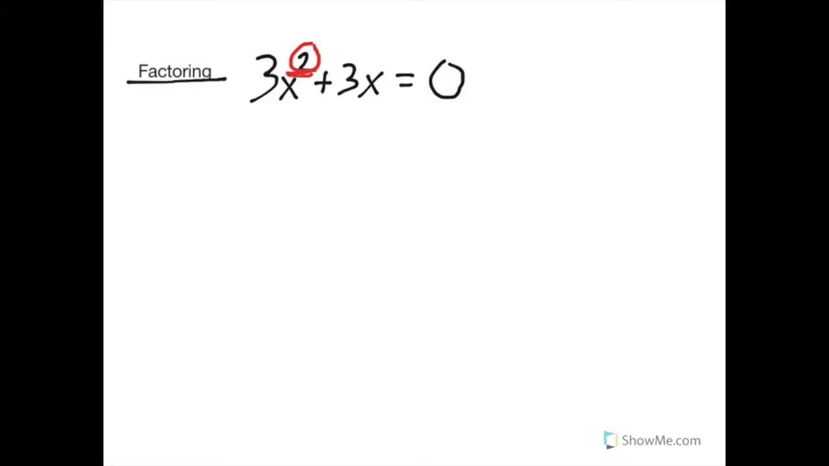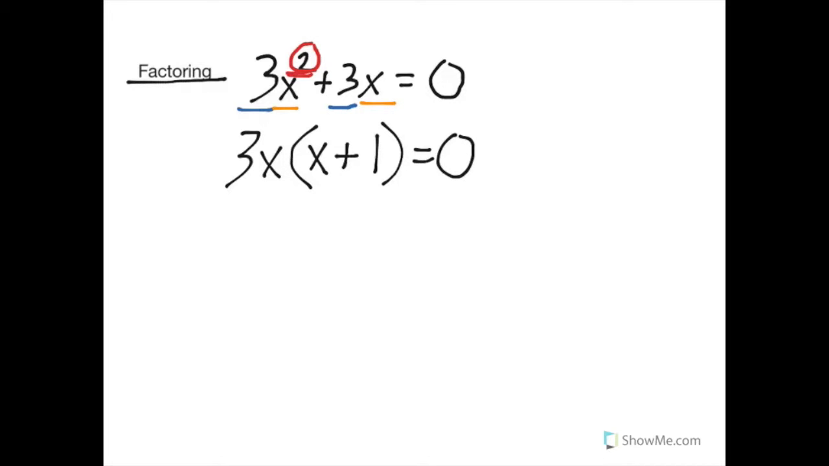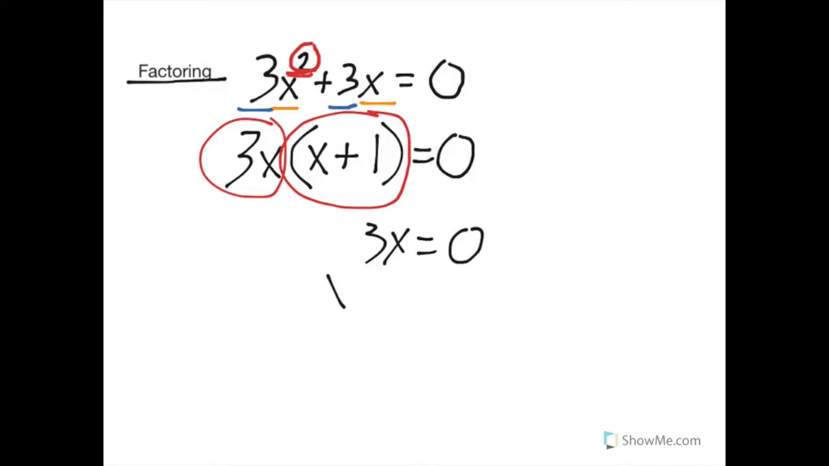In this one, the first thing to look for is a common factor. It's the easiest way of factoring. If we look at both of them, this one's got a 3, and this one's got a 3, but this one also has an x, and this one has an x. So we simply can pull 3x out here, and we get an x plus 1 on the inside. It's that easy. Now, these are two separate entities, and we therefore know that 3x is equal to 0, and x plus 1 is equal to 0.